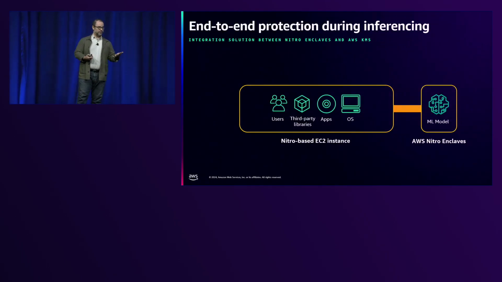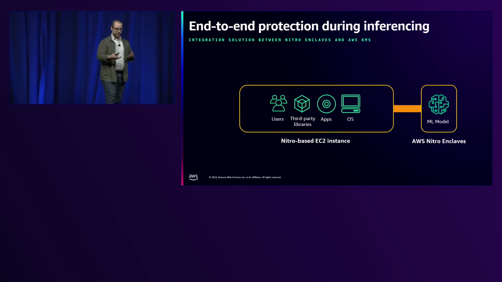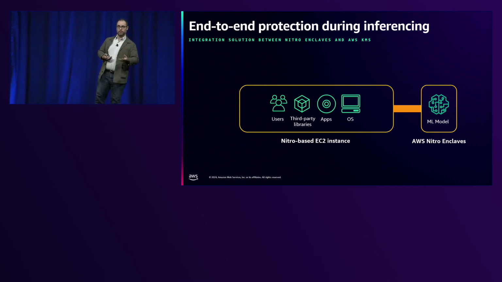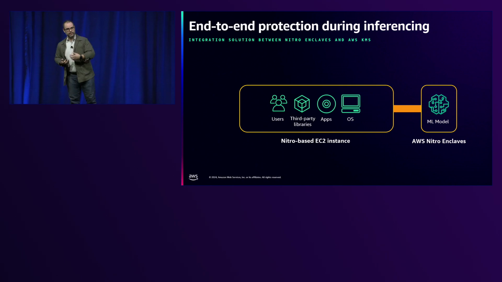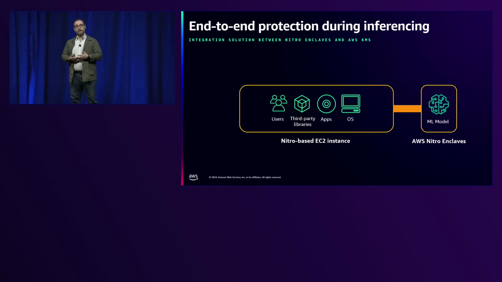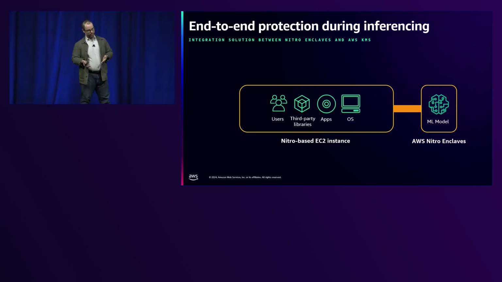When it comes to something like Nitro Enclaves, you can do something similar here. You can, for example, load highly confidential ML models into a Nitro enclave in an encrypted fashion, use the end-to-end encryption features of KMS to decrypt that model, and then inference on it using the CPU and memory resources available to the Nitro enclave.